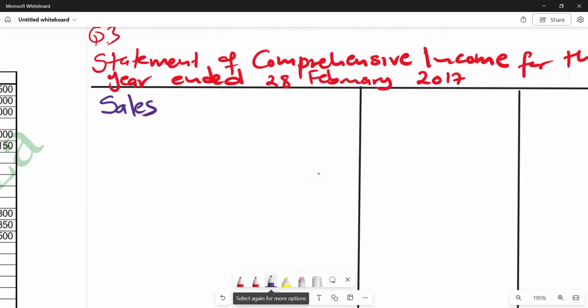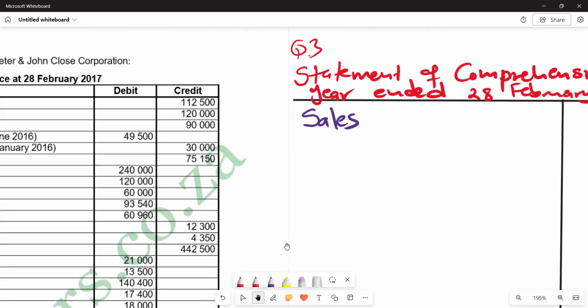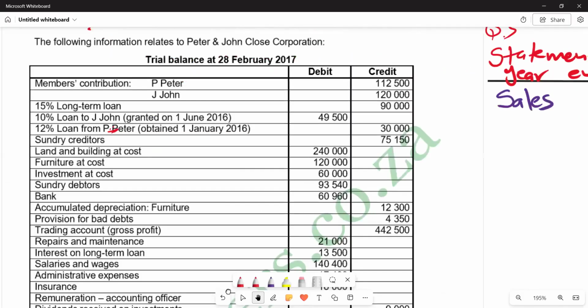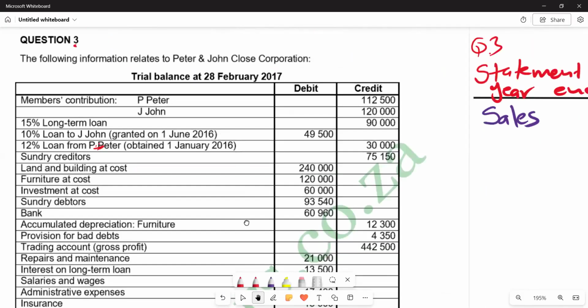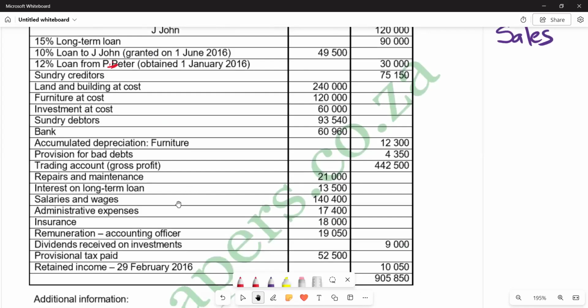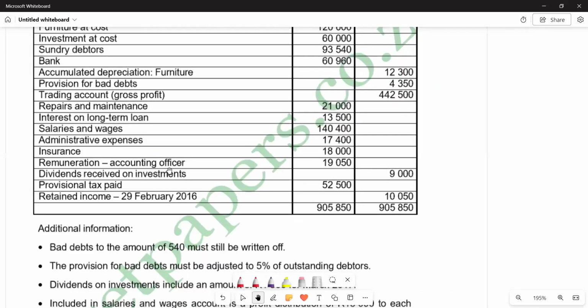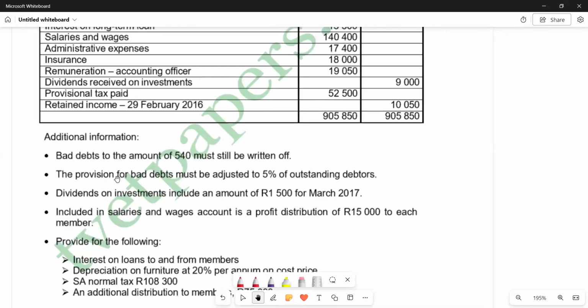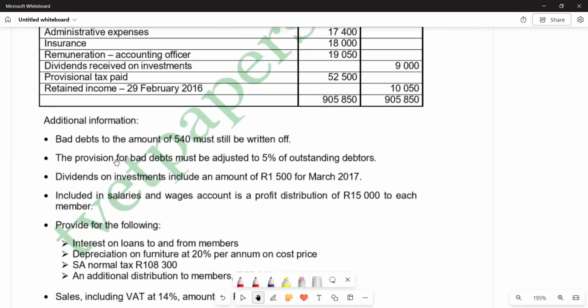Then we are going to look for the figure for sales. Obviously, we go to the list of balances in the trial balance to see what figure we have for sales. Going down the list of balances, you see that we are not given anything in terms of sales. If you have such a situation, you have to go to the additional information, find any hint that we can have in terms of calculating that sales figure, and calculate it.